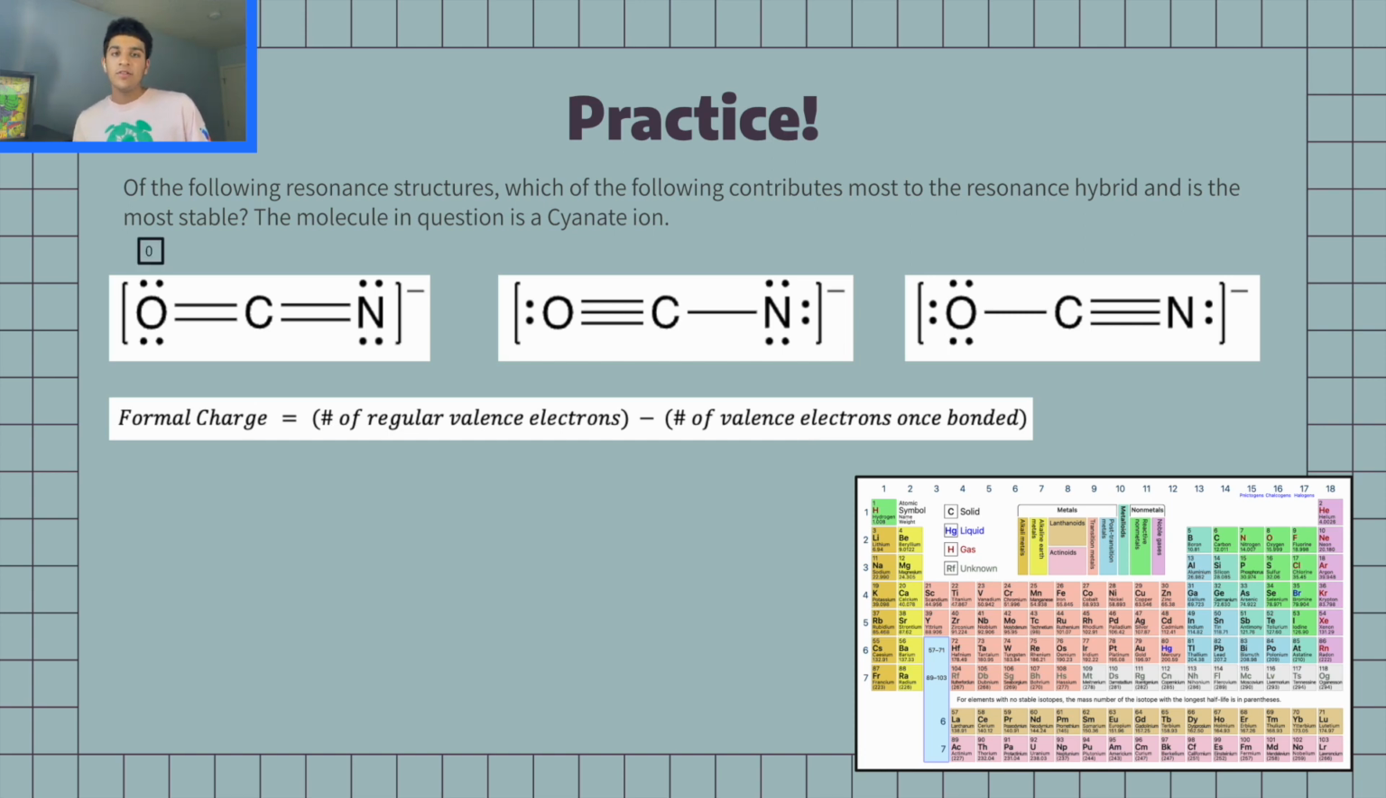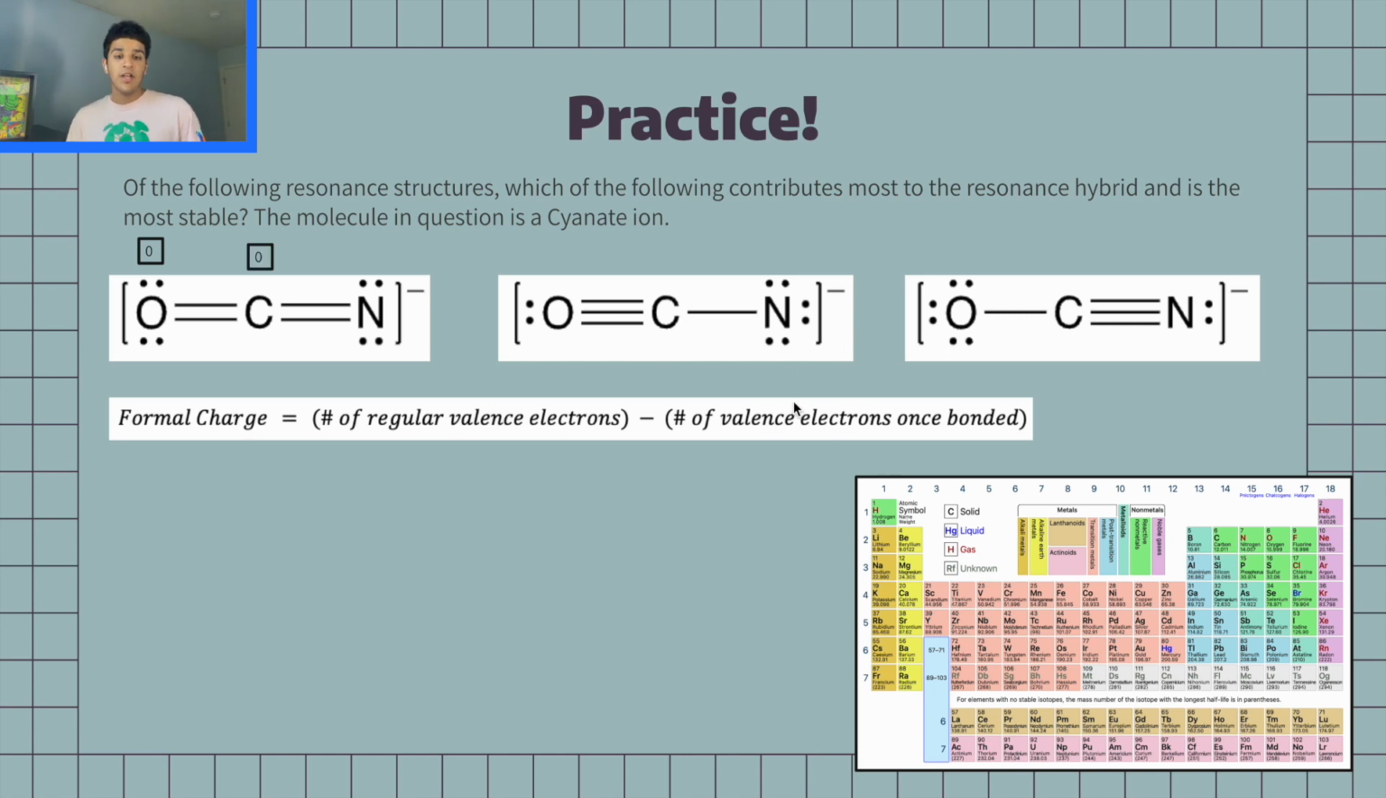Moving on to carbon, carbon regularly has 4 valence electrons, and once bonded in this molecule, it has 1, 2, 3, 4, also 4 valence electrons. Now, if you guys are wondering, this goes back to what we did on the last slide. Where each bond is normally worth 2 electrons because you're sharing, but when it comes to formal charge, it is only worth 1 electron with respect to one specific atom. In this case, our specific atom is carbon, and therefore each of these bonds is only worth 1 valence electron. So 4 regular minus 4 once bonded is 0 again.